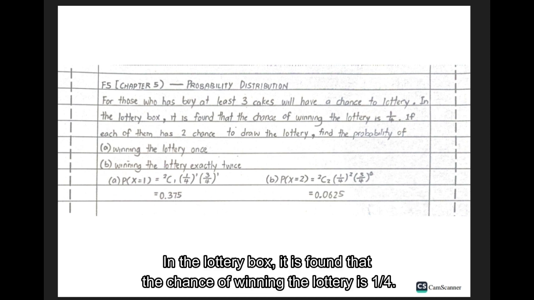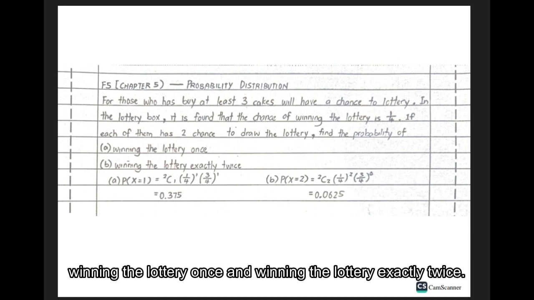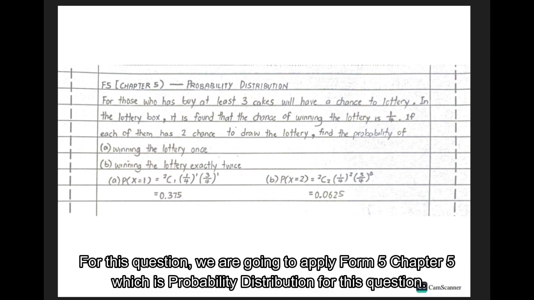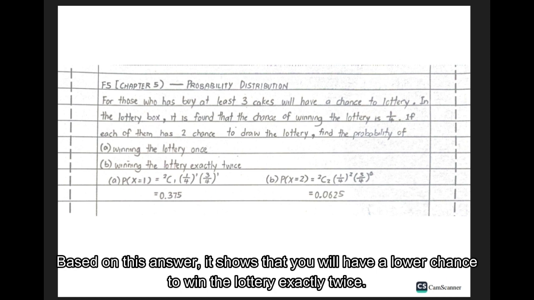Those who have bought at least 3 cakes will have a chance for the lottery. In the lottery box, it is found that the chance of winning the lottery is 1/4. If each of them has 2 chances to draw the lottery, find the probability of winning the lottery once and winning the lottery exactly twice. For this question, we are going to apply Chapter 5, which is probability distribution. For A, we get 0.375, and for B, we get 0.0625. Based on this answer, it shows that you will have a lower chance to win the lottery exactly twice.